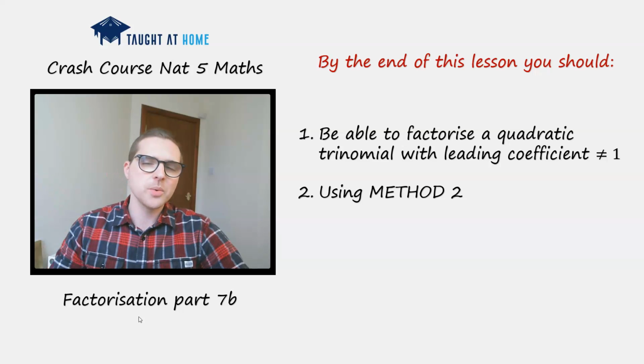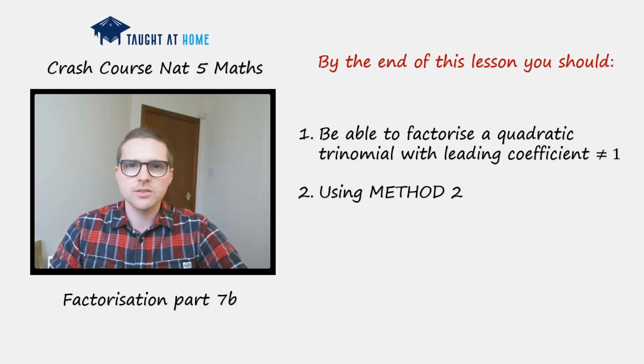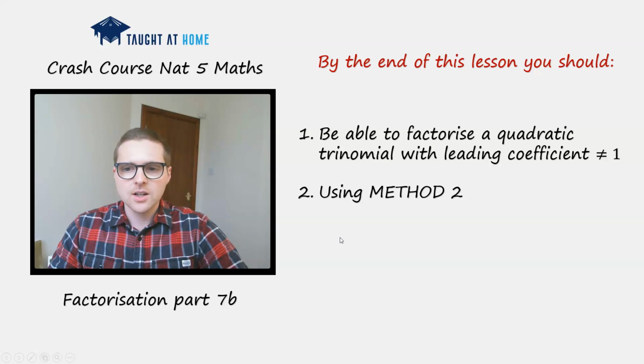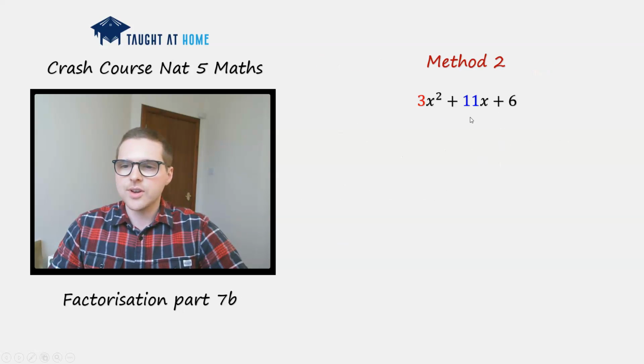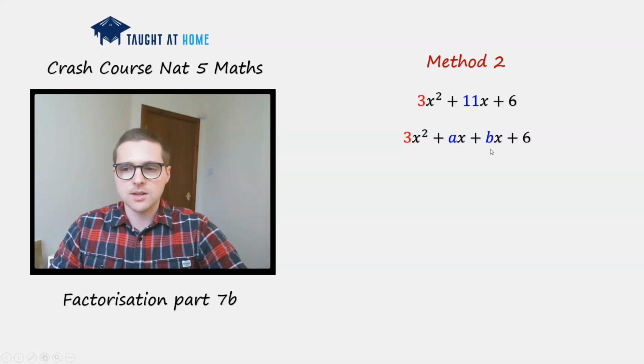So I'll show you a second method of how to do factorization for non-unitary quadratics. Okay, so let's take the 3x squared plus 11x plus 6 as in the previous example. And what we're going to do is split this 11x up into two separate parts. We're going to have ax plus bx right here.